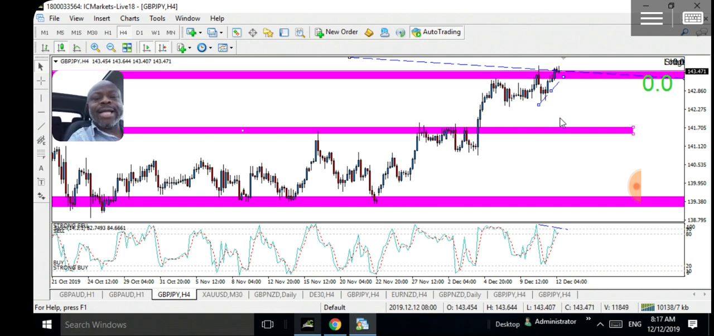But again, the market can do what it wants, but you understand the principles of support, resistance, trend lines, and then divergence. These are the things I'm beginning to take a lot of interest in, that's going to give you consistent profits.